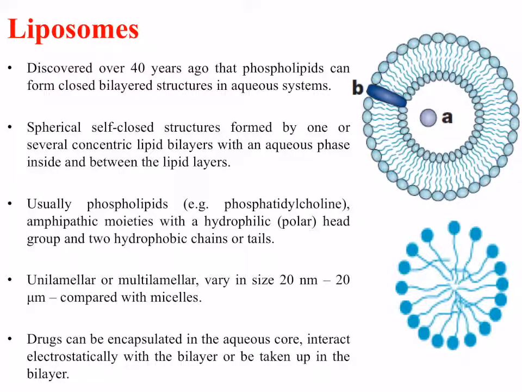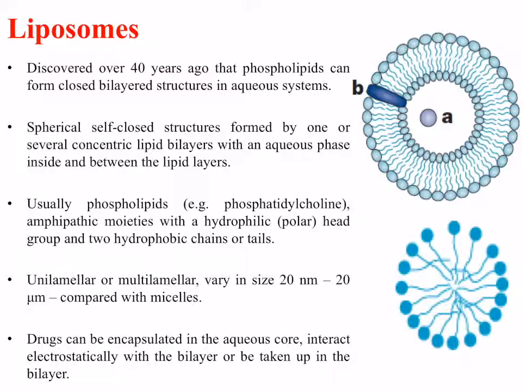So they look quite similar to each other, except that the liposome on top is a bilayer of phospholipids, and it's a spherical, self-closed structure formed by one, or in some cases several, concentric lipid bilayers with an aqueous phase inside and between the lipid layers. They're usually made of phospholipids, so things like phosphatidylcholine, for example, which are amphipathic molecules with a hydrophilic polar head and 2 hydrophobic chains or tails.